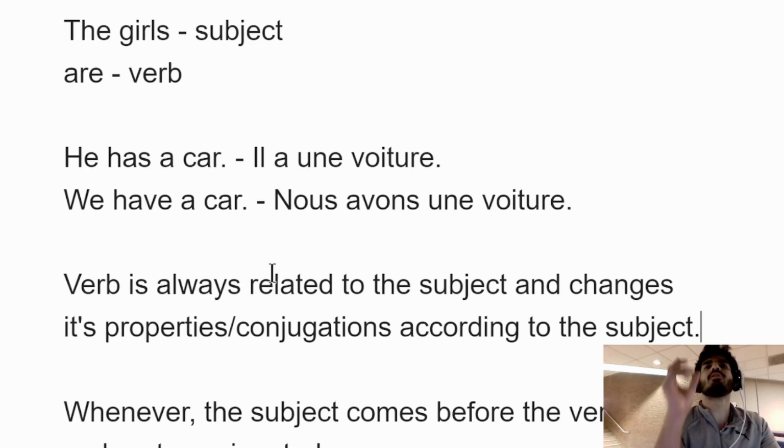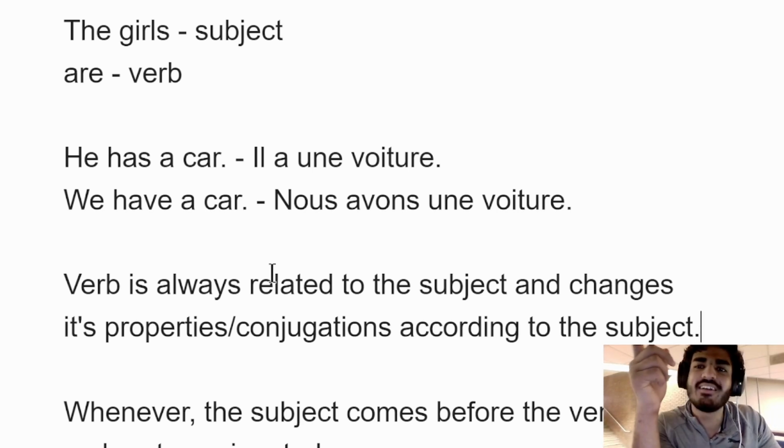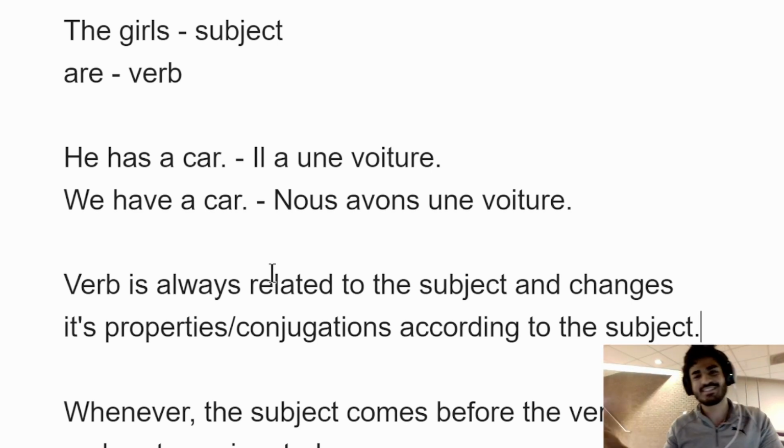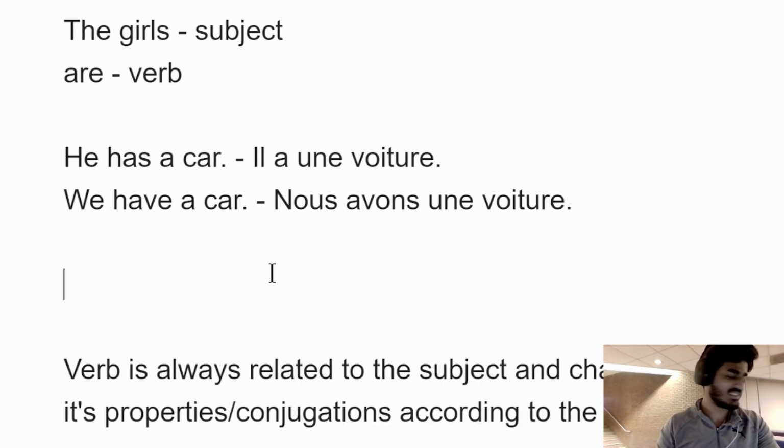You can look at a verb like that friend who changes personality according to the people around. In front of you he's one person, but in front of the public he's a different person. So you can say verbs have split personality disorder.